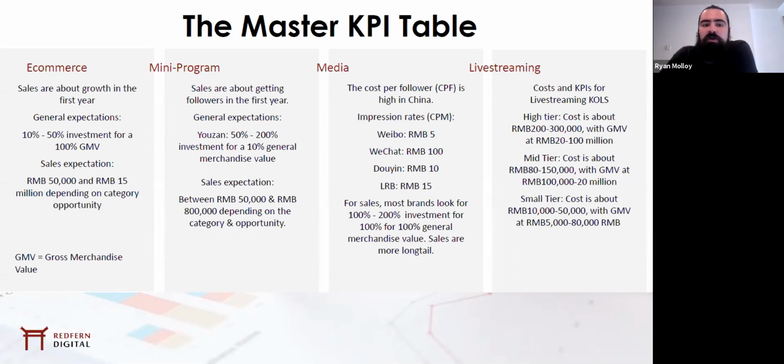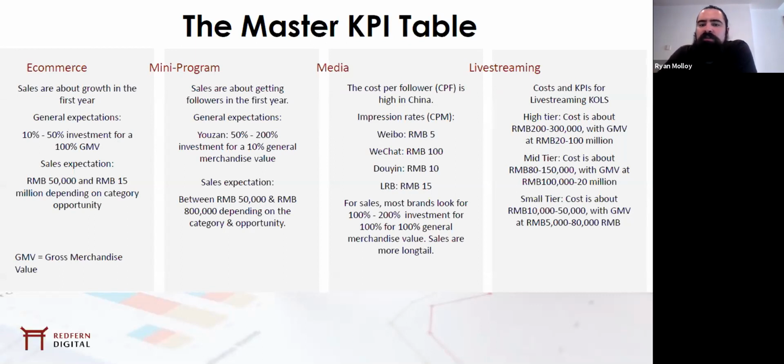So if you look at, for example, Youzan, 50 to 200% investment is needed for a 10% return in merchandise values. It's much more expensive in terms of what you can get back. And then the sales expectation, if you're making more than 1 million RMB on a mini program, then you have a very good mini program. So they're generally a little bit harder as an investment. It's more testing the waters, being able to start and sell some products into market, or that you have product in market and you have an offline play and retail and different things you can do.